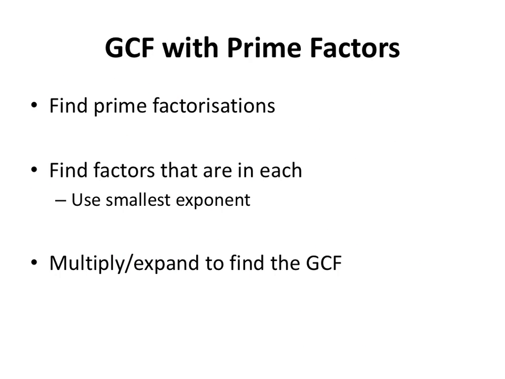When we expand this, we find that the greatest common factor is 12. So here's our strategy to find the greatest common factor using prime factors. We start by finding the prime factorizations. Notice which factors are in each, using the smallest exponent for those common factors, and then we multiply or expand those pieces to figure out what our GCF looks like.